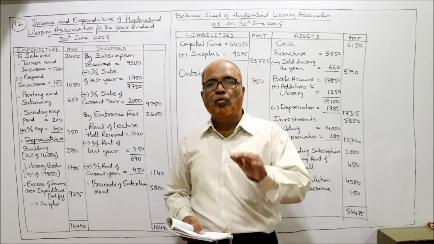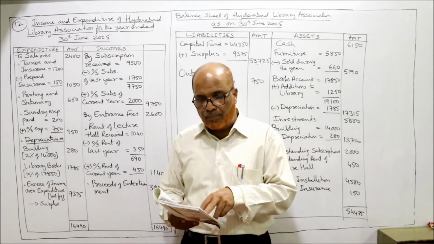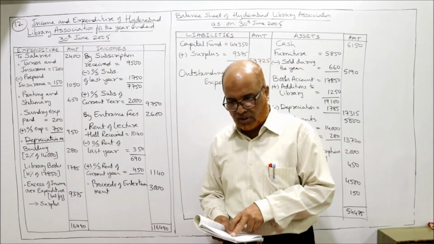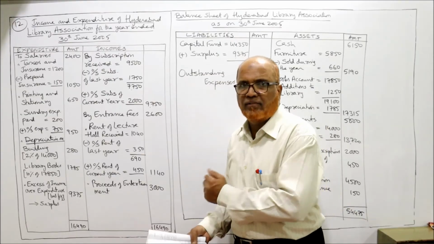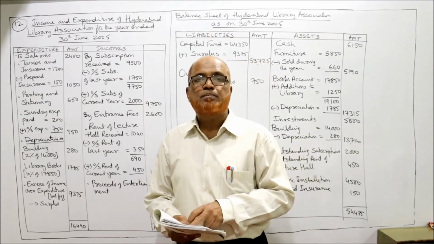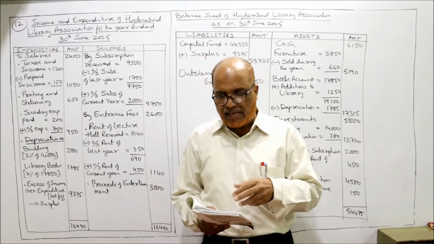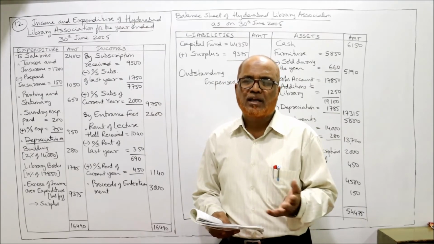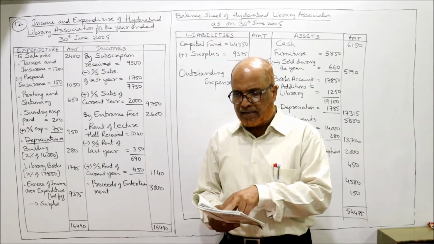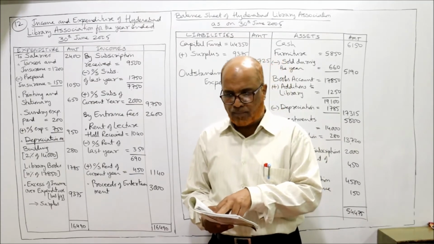So this 350 rupees will be deducted from rent of lecture hall 1,040. Then proceeds of entertainment, these are revenue income, directly will take it. Now come to expenditure payments. अब payments देखिए salaries, there is no adjustment regarding salaries, no outstanding, nothing, directly will take into account. Taxes and insurance, revenue expenditure.